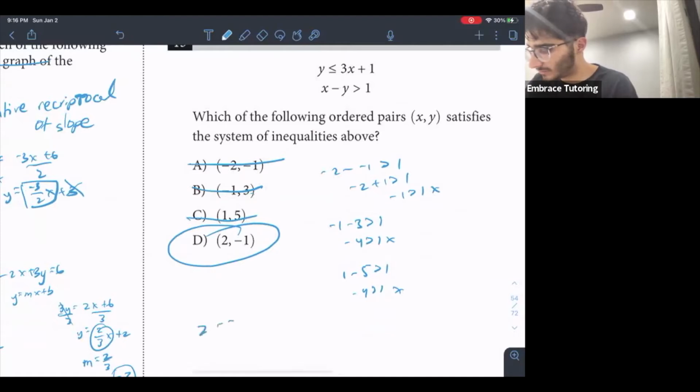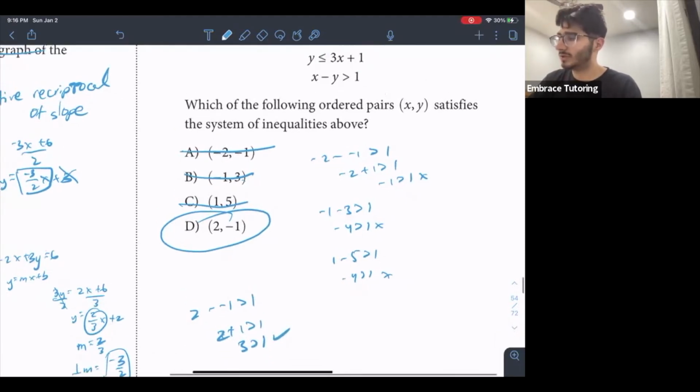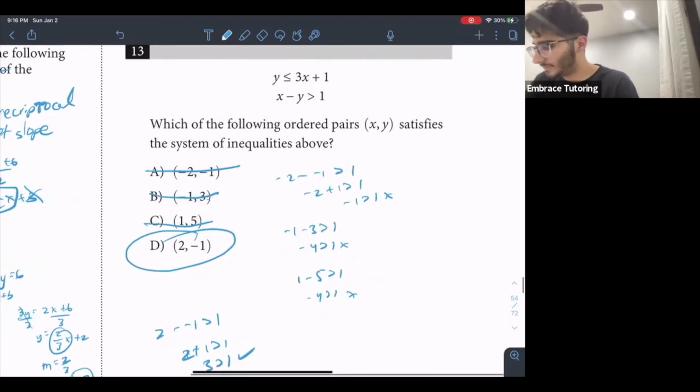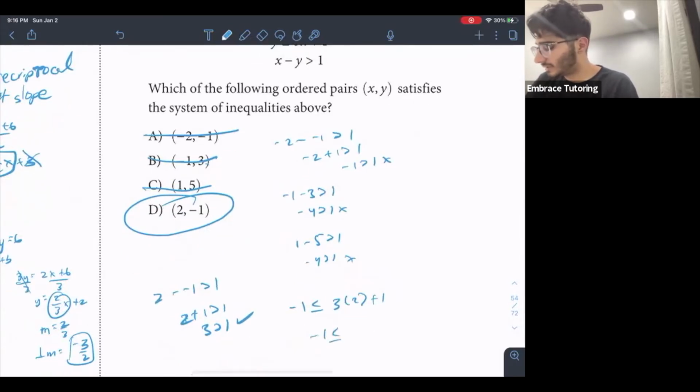So we do 2 minus -1 is greater than 1. We get 2 plus 1 is greater than 1. 3 is greater than 1, which is true. But now let's just use this point for the top equation to make sure it's right. So we do -1 is less than or equal to 3 times 2 plus 1. You get -1 is less than or equal to 6 plus 1, which is 7, which is also true.